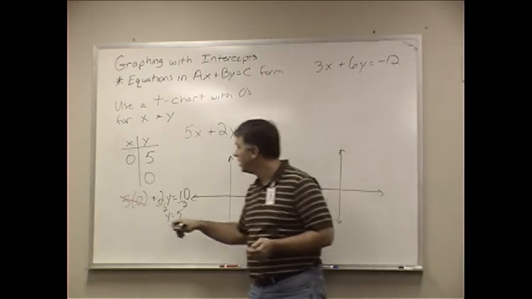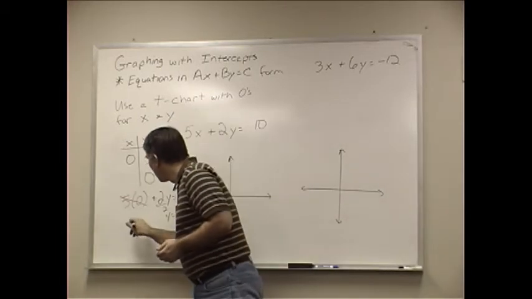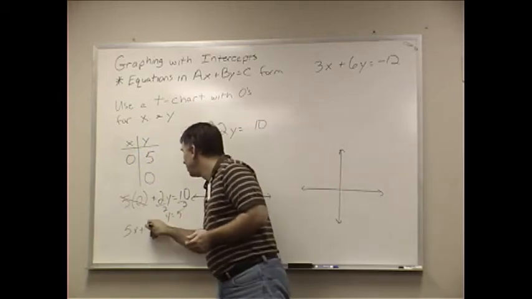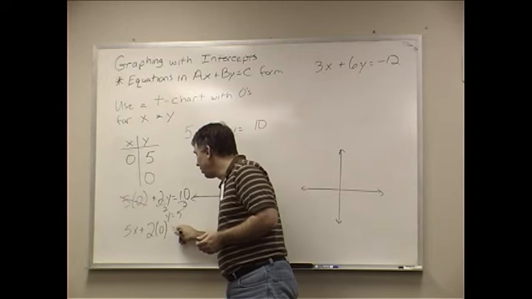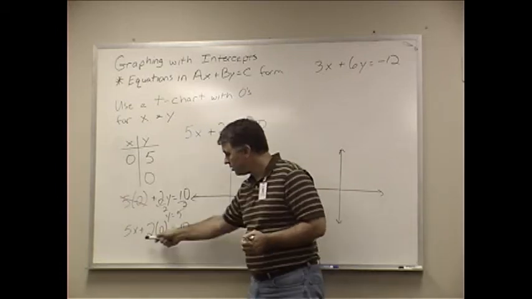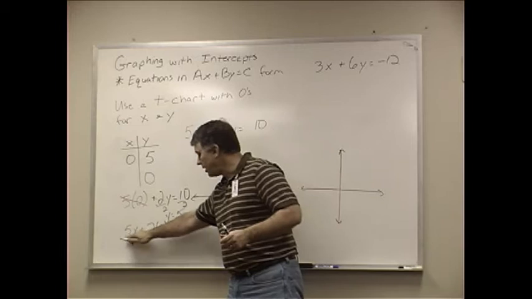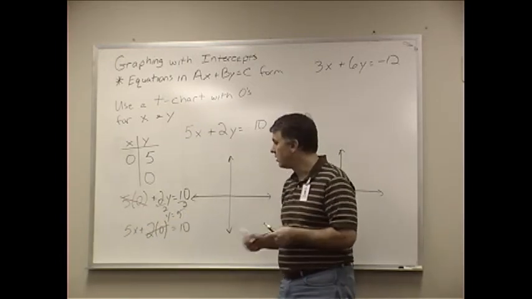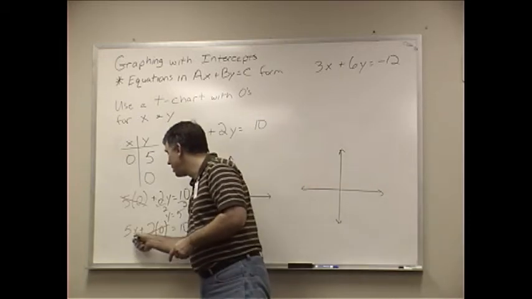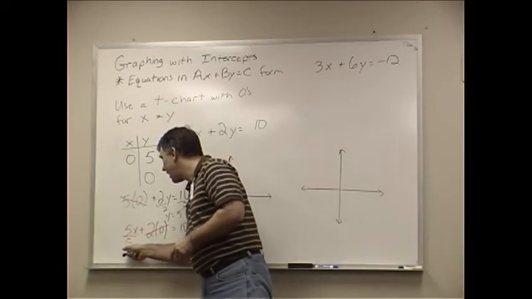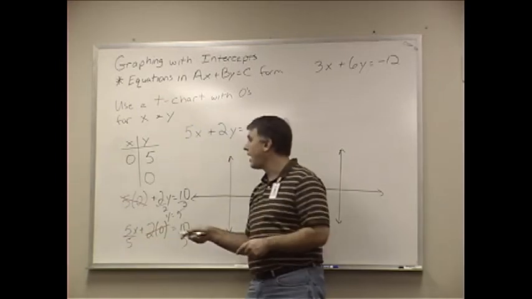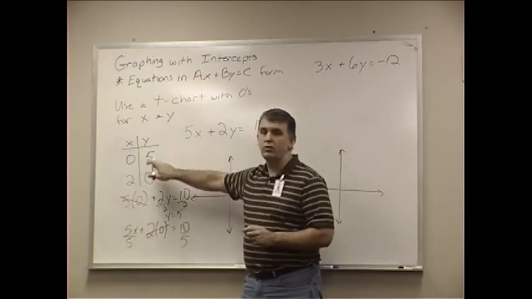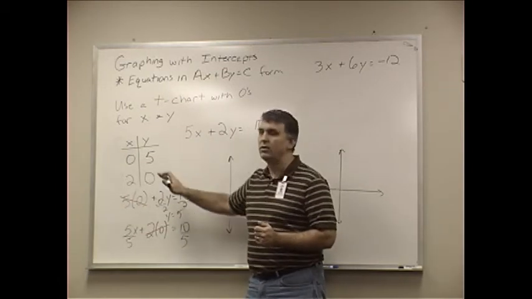Let's do the second one. Now we've got to put in a 0 for the y. So 5x plus 2 times 0 equals 10. Again, 2 times 0 is 0. Anything plus 0 stays the same. Again, that just simply cancels out. 5x equals 10. Divide by 5. 10 divided by 5 is 2. So you've got 2 points now. You've got 0, 5 and 2, 0.